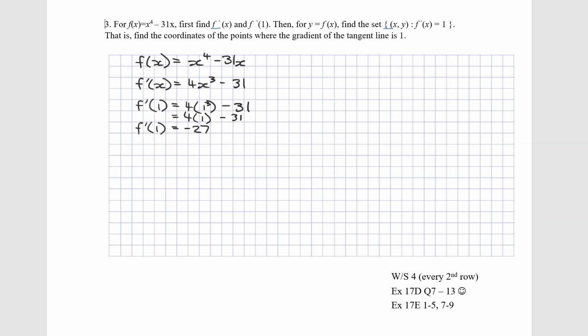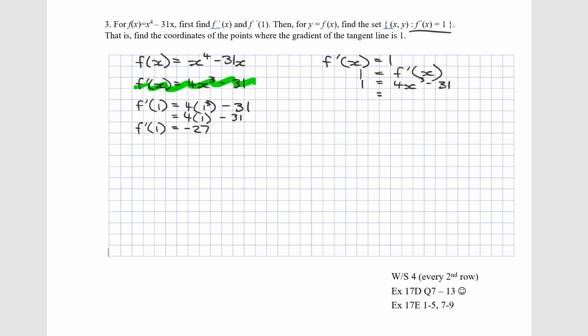Now next part is saying, that is, find the coordinates of the points where the gradient of the tangent is equal to 1. So looking at that, I'm going to grab this piece of mathematics here, and it says f'(x) = 1, and it's saying what value of x will yield a slope of 1. So flipping this around, 1 = f'(x). Our definition of f'(x) is not that, but this. I'm going to grab this over here and stick it here. Perfect.